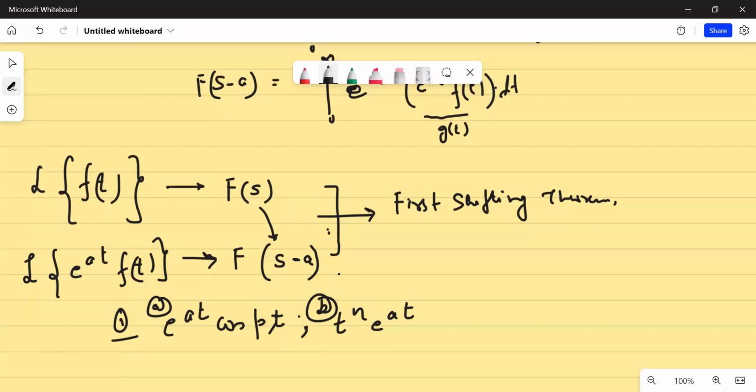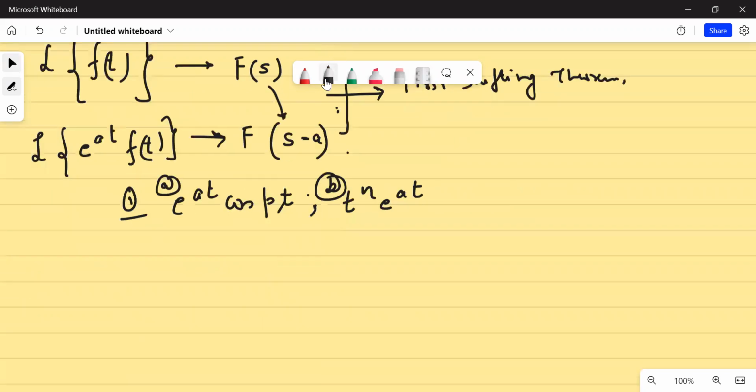Okay, so in the previous lecture we were doing the first shifting theorem. I gave you two questions. I wanted you to find the Laplace transform of e to the power at cos pt. What one needs to see is, what is the Laplace transform of cos pt? The Laplace transform of cos pt is simply s upon s square plus p square.